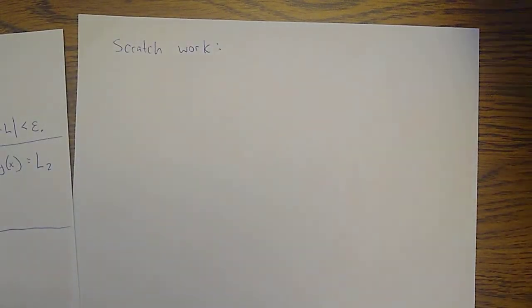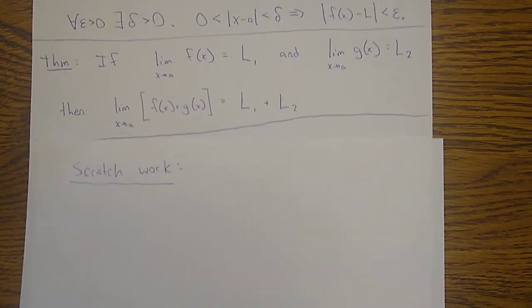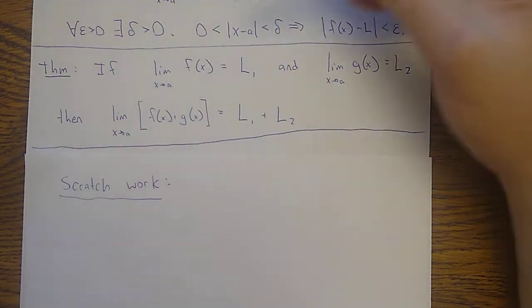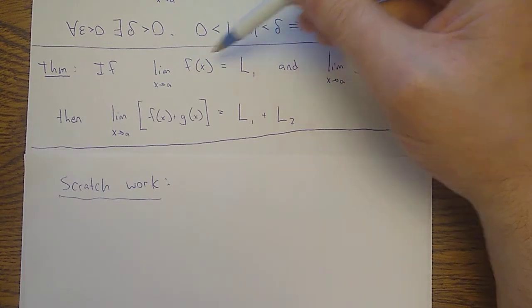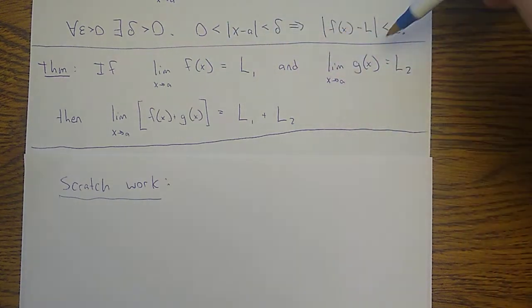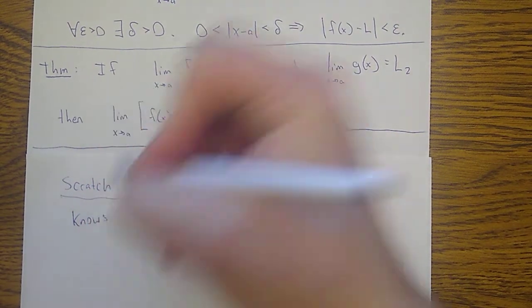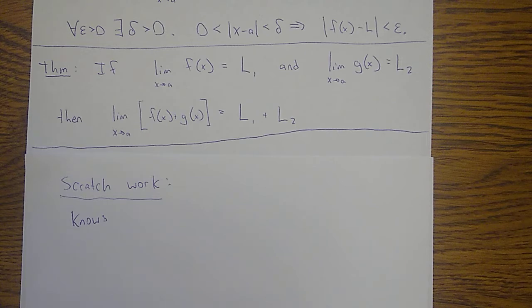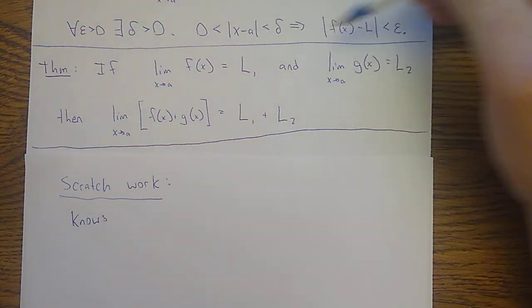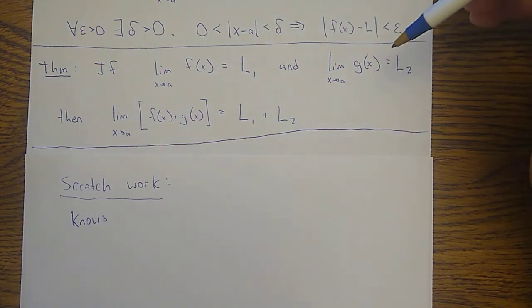Whoops, we're blurry. There we go. Well, in this theorem, I get to assume that this limit is L1, and that this limit is L2. So let's talk about what I know. I know this limit and I know this limit. Now let me translate this.